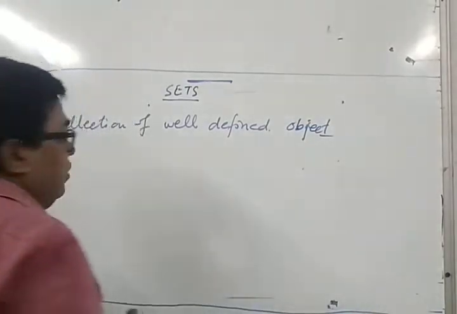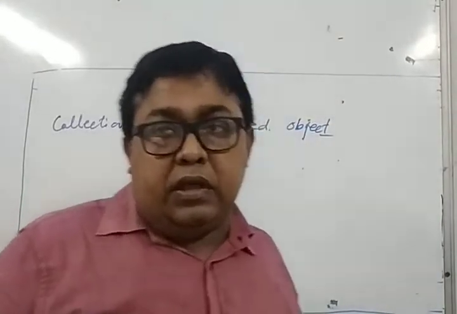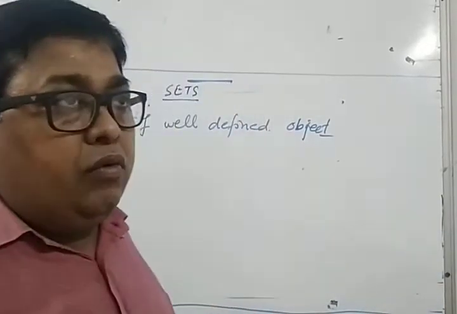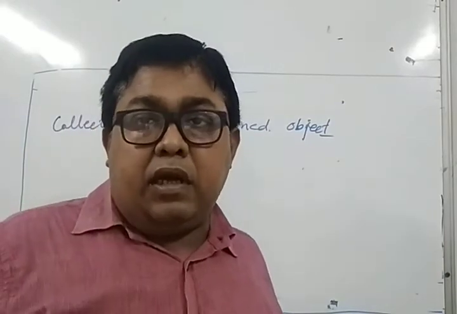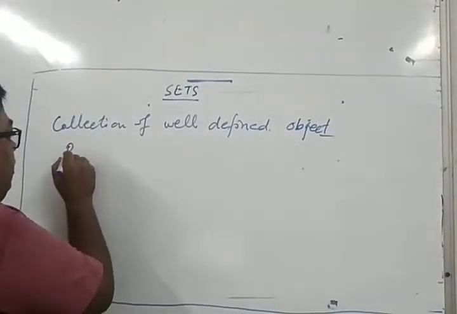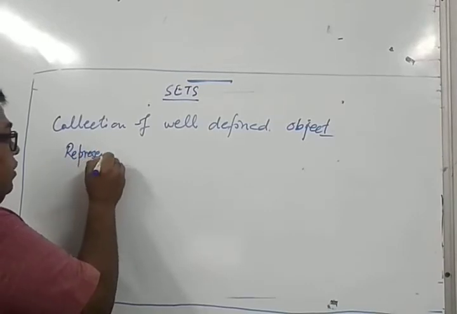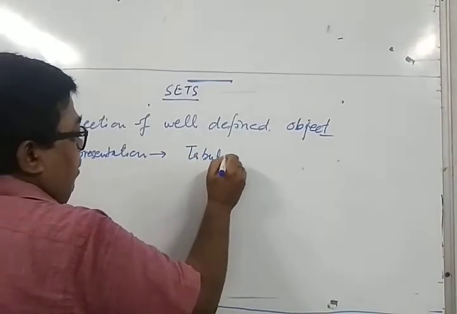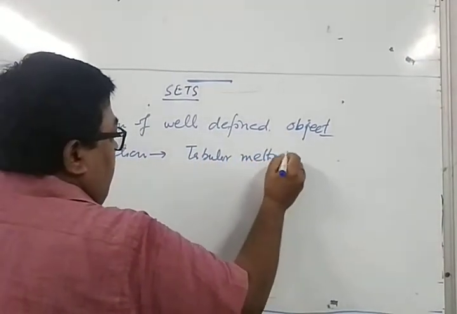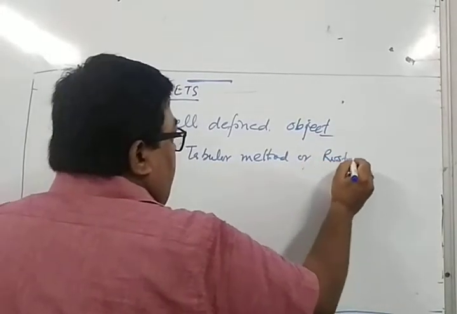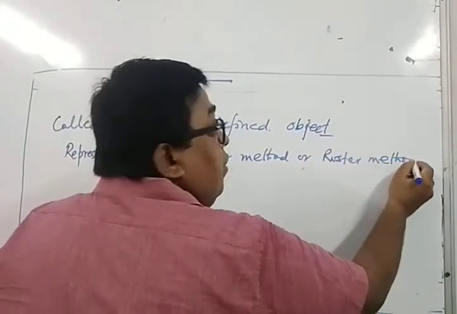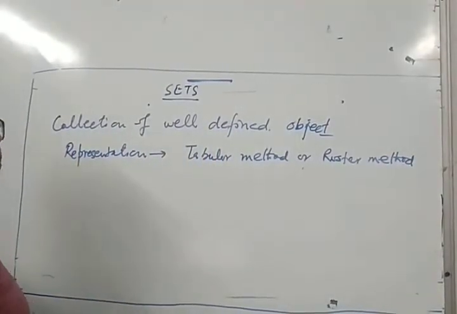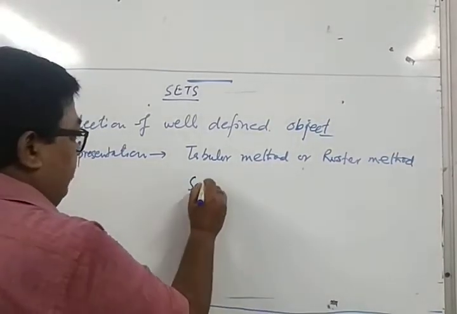That is a set. The second thing that comes here is how we represent the set. We can represent the set in two ways. One is known as the tabular method or roster method. The second is the set builder method.